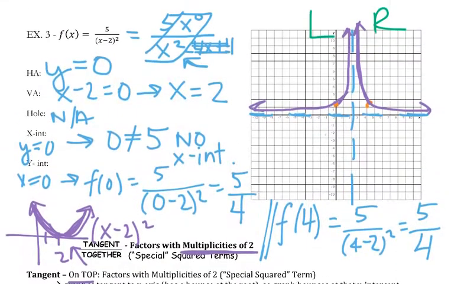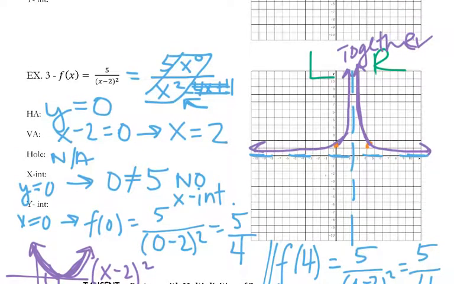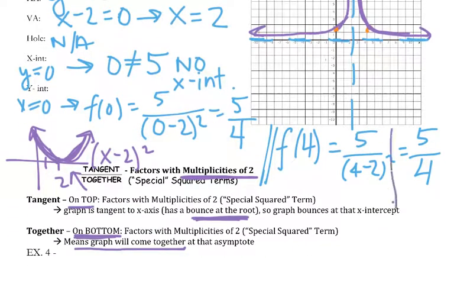So if we look at this graph, we can see it's coming together. Get that T in there. Together. So because we had this multiplicity of 2 here in the denominator, the x minus 2 squared, our graph comes together. All right, on to our next example.